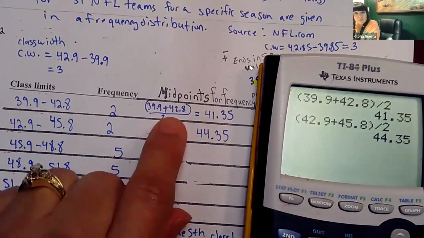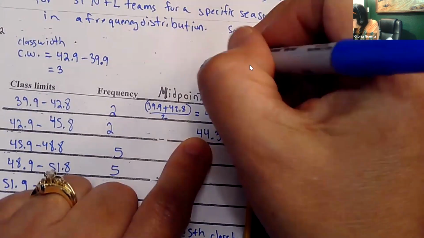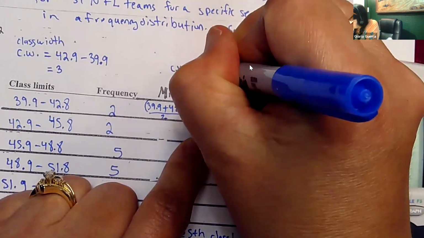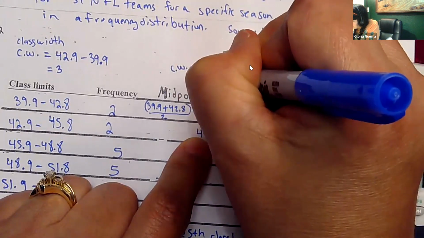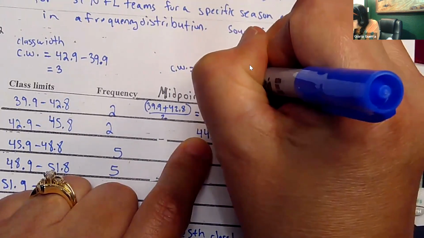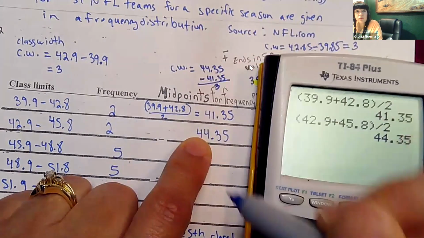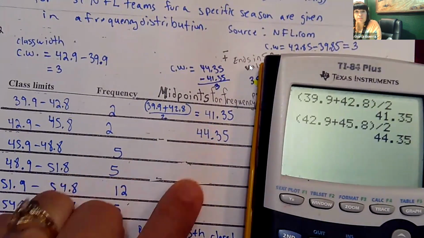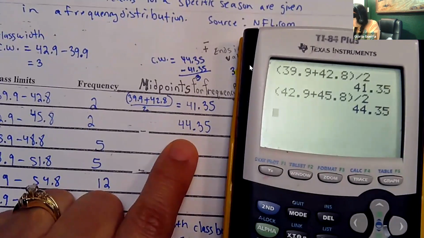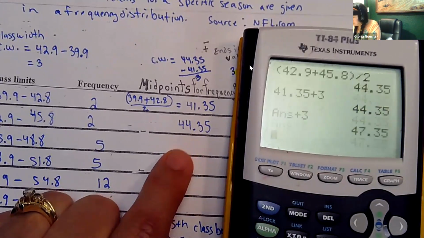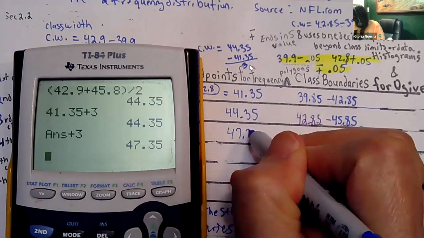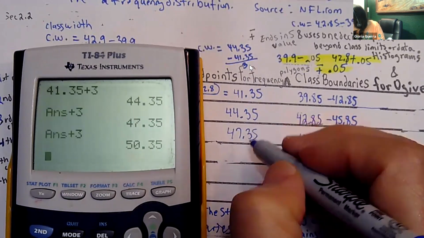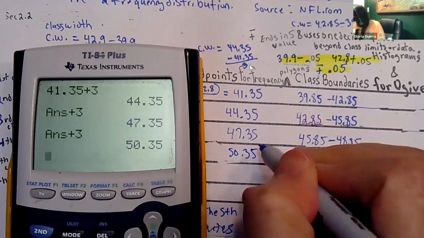Well, look what happens here. If I do that class width here, 44.35 take away 41.35, that's a pattern. See how you get 3? So these are going to increase by 3. So if I do 41.35 plus 3, that's 47.35, plus 3, plus 3.